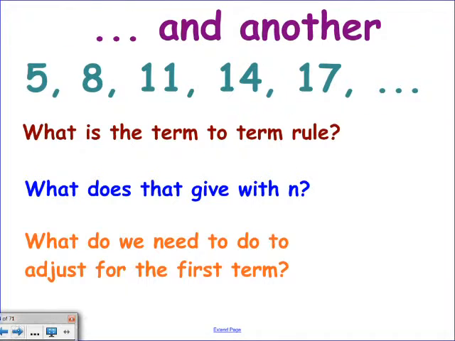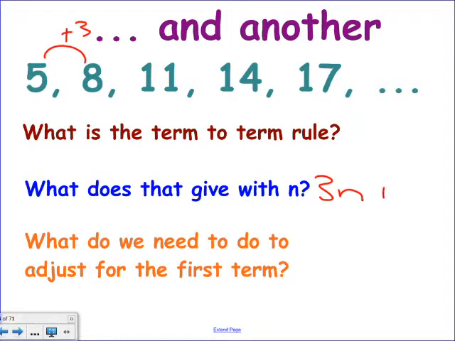Okay? Let's have a look at another one, just to check our rule, okay? So my term-to-term rule is what? Everyone see that? So what do I do with the plus 3? What does the plus 3 give me? Good. Gives me 3n. However, I've got 3, but I want 5, so you need to add 2.